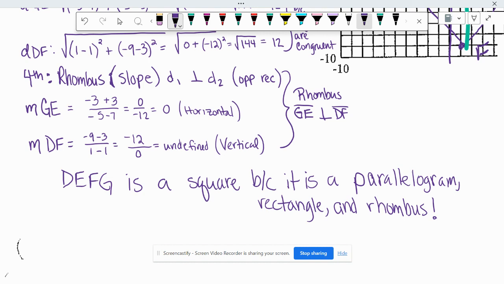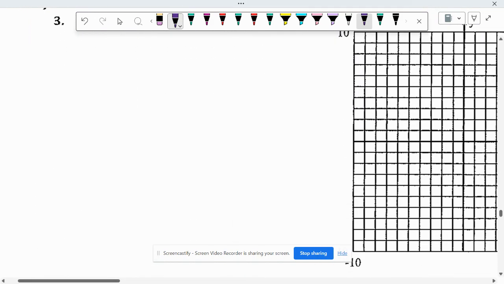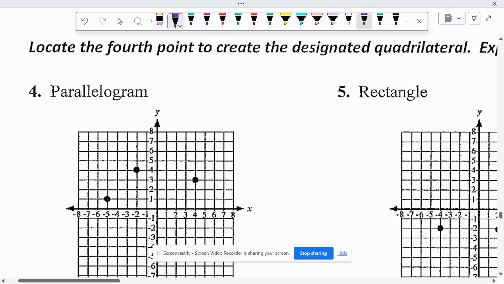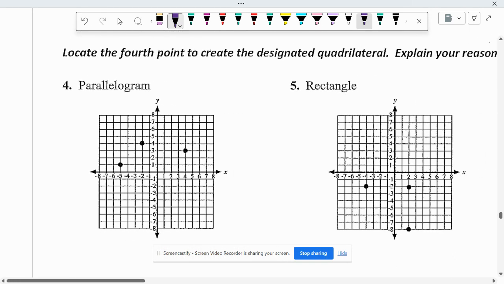All right. We're going to jump to question number 4 on page 34. So question number 4 just is asking us to locate the fourth point to create that designated quadrilateral. So I want you to look at number 4. It says, hey, I want you to create a parallelogram. So we know that parallelograms have to have the same slope for their opposite sides, right? Their opposite sides have the same slope.